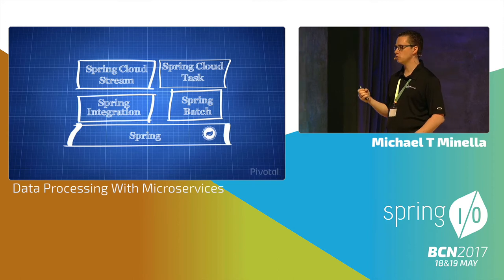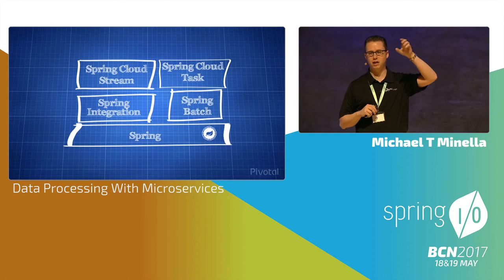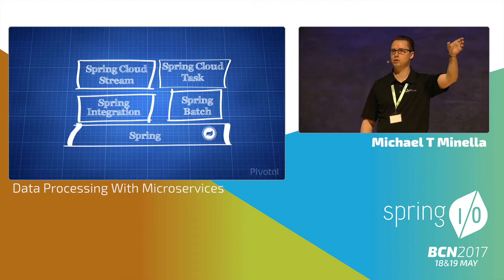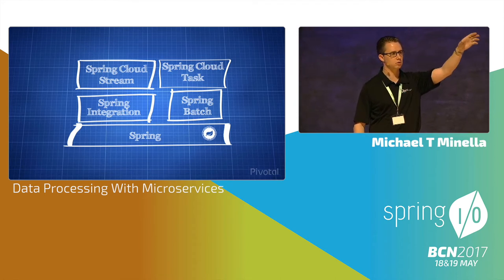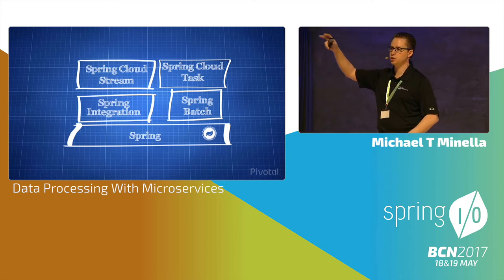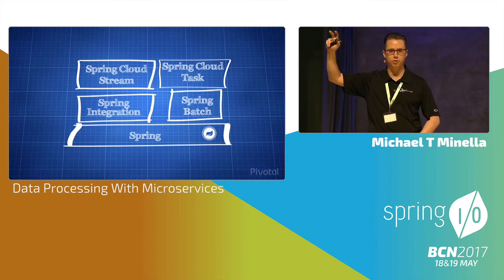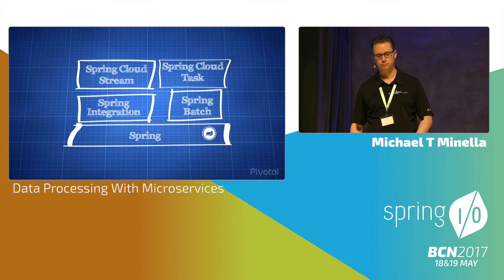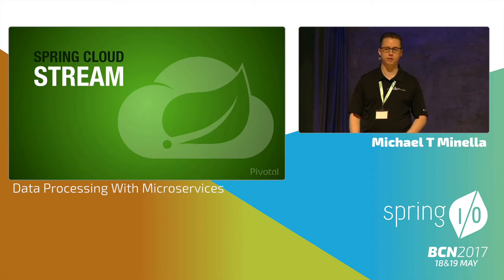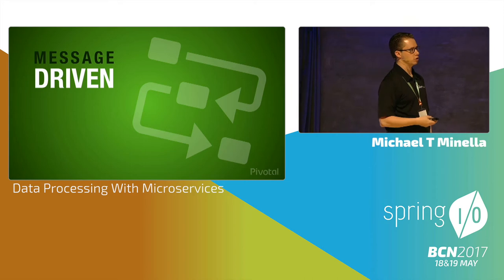Sitting on top of those are two new frameworks: Spring Cloud Stream, which is essentially a thin wrapper around Spring Integration to provide some niceties for building these message-based microservices, and Spring Cloud Task, which is essentially a framework for building finite microservices. Again, we'll look at both of these in just a minute. We'll start off with Spring Cloud Stream. This is a framework designed for building message-based microservices.